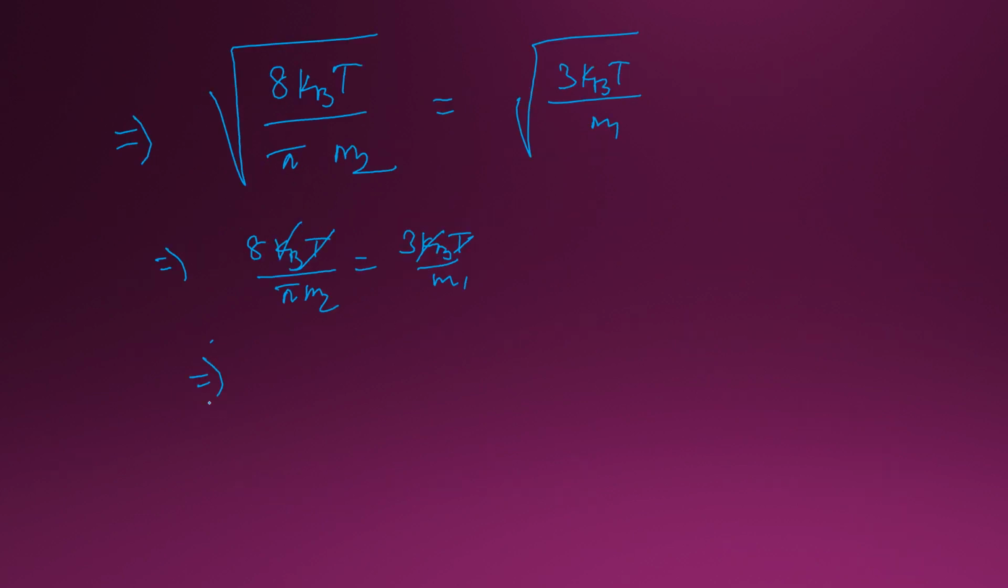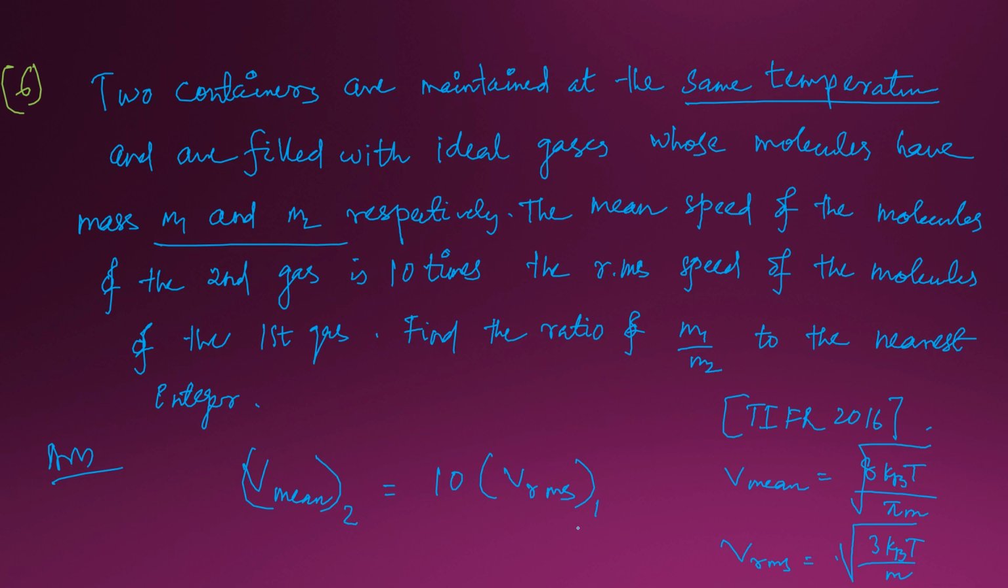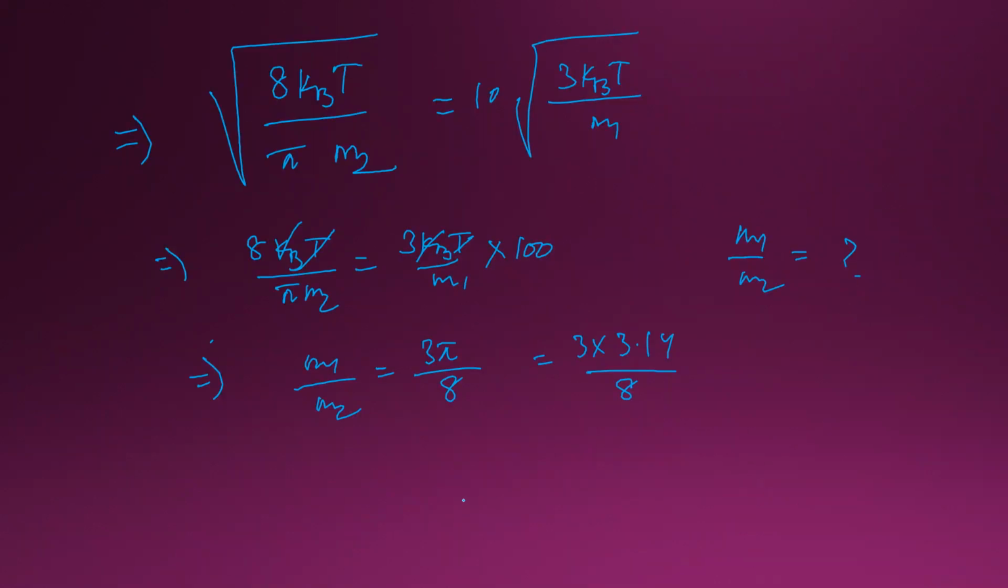So now what is the question? M1 and m2 you have to find. So simple. Just take this across: m1 by m2 is equal to 3 pi by 8. That is 3 into 3.14 by 8. Oh, sorry, I missed a 10 here, so it will become 100. Isn't it? There is a 10 here. I missed it. Sorry. 100 into 100. So if you calculate, that will be 9.58.